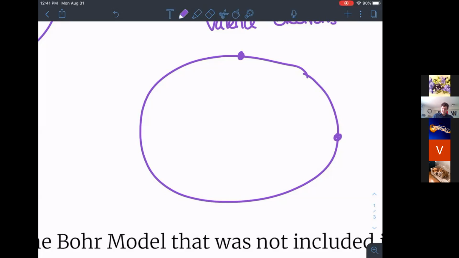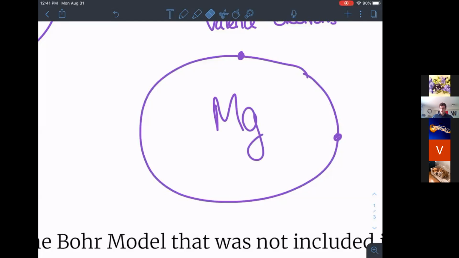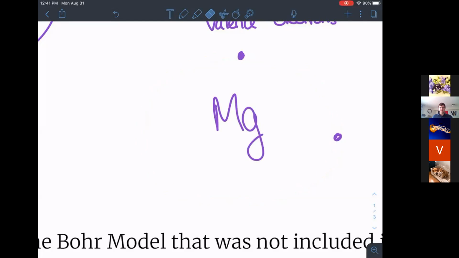Mg. So capital M, lowercase g. And the last thing I'm going to do is get rid of the orbital itself. All I want to see are those valence electrons, so I'm going to move them closer. So this is how we create our Lewis dot structure.